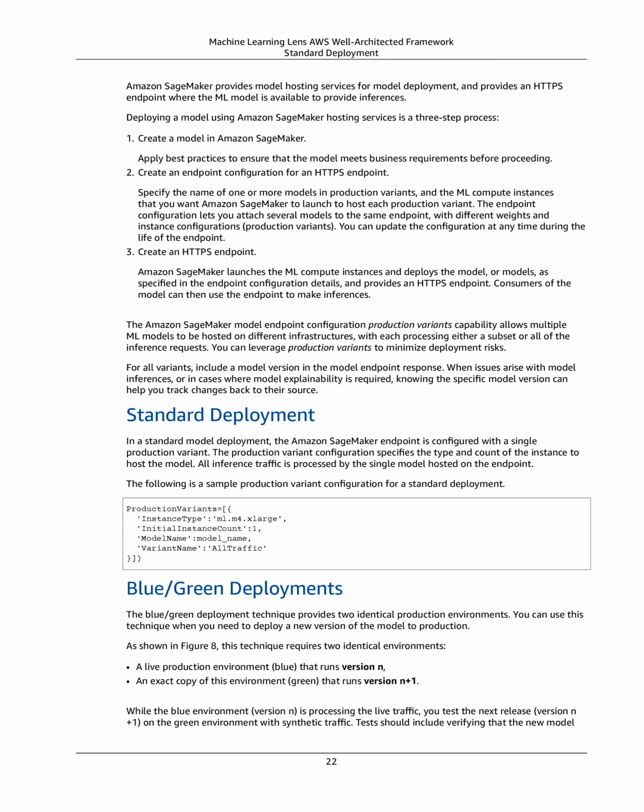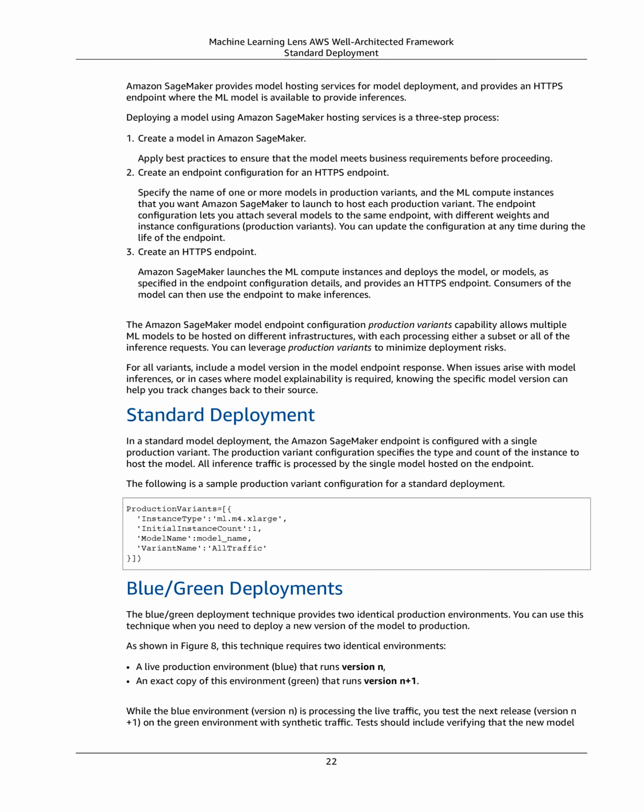You can leverage production variants to minimize deployment risks. For all variants, include a model version in the model endpoint response. When issues arise with model inferences, or in cases where model explainability is required, knowing the specific model version can help you track changes back to their source.